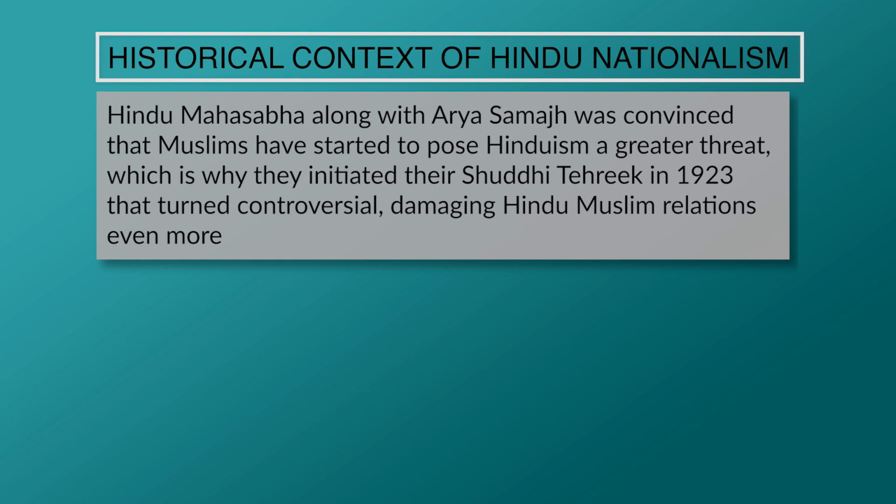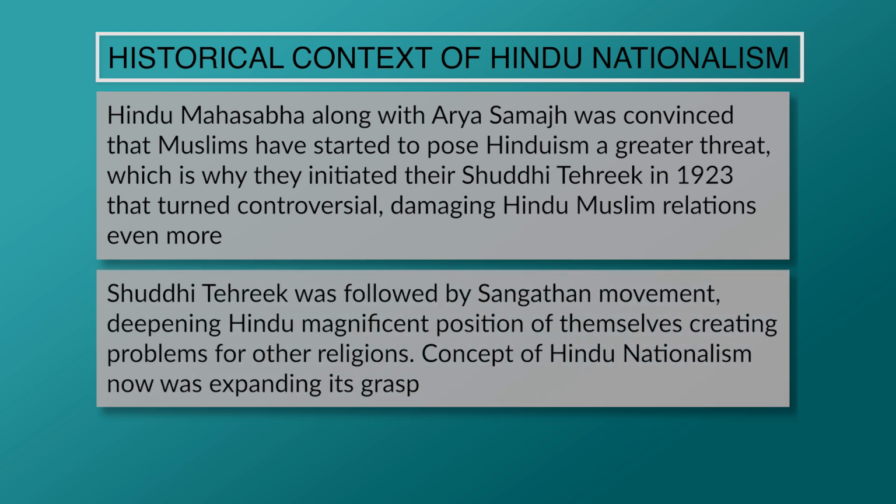Hindu Mahasabha, along with Arya Samaj, was convinced that Muslims had started to pose a greater threat to Hinduism, which is why they initiated their Shuddhi Tehreek in 1923, which turned controversial, damaging Hindu-Muslim relations even further. Shuddhi Tehreek was followed by a Sanghatan movement, deepening the Hindus' magnificent view of themselves and creating problems for other religions. The concept of Hindu nationalism was now expanding its grasp.